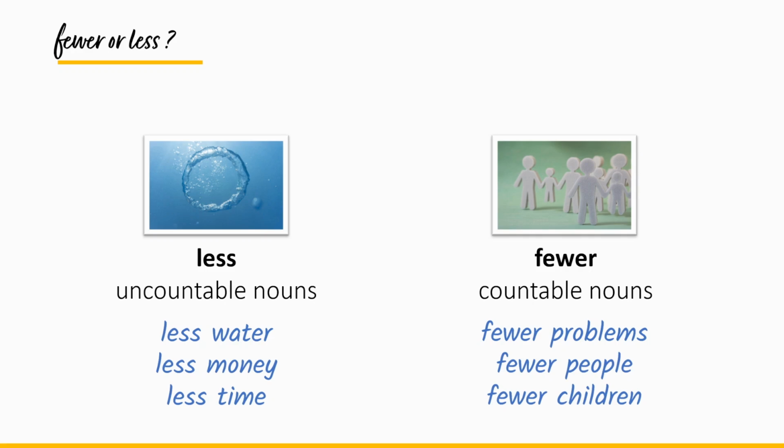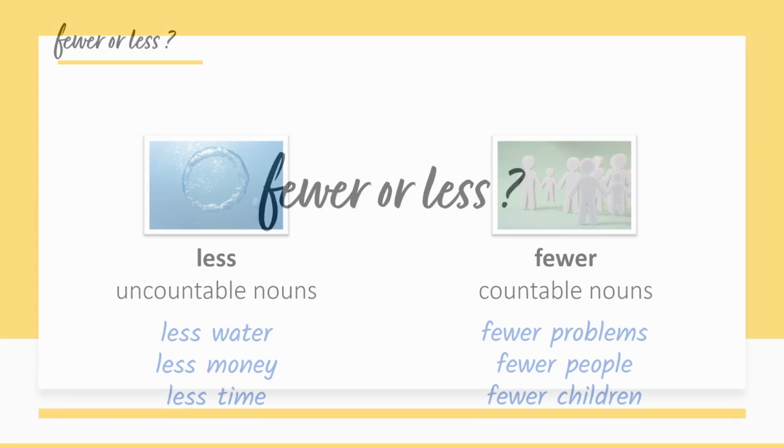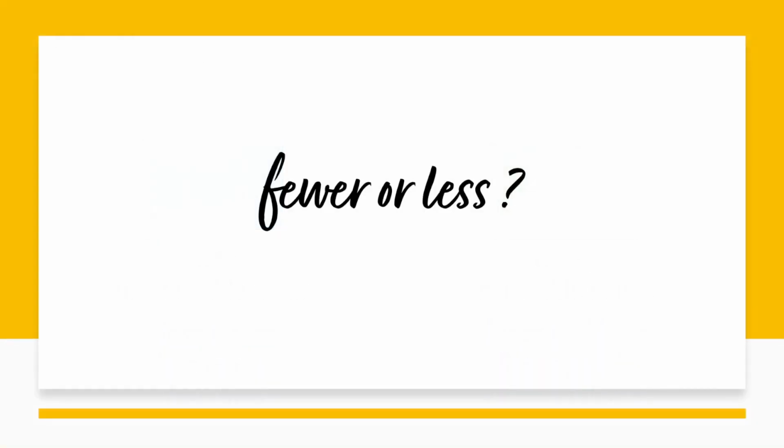It is certainly true that some native speakers will make mistakes with this. I've often heard native speakers say less people, less children, but that's grammatically incorrect. You should say fewer people, fewer children, because they are countable nouns. And that is the difference between fewer and less.